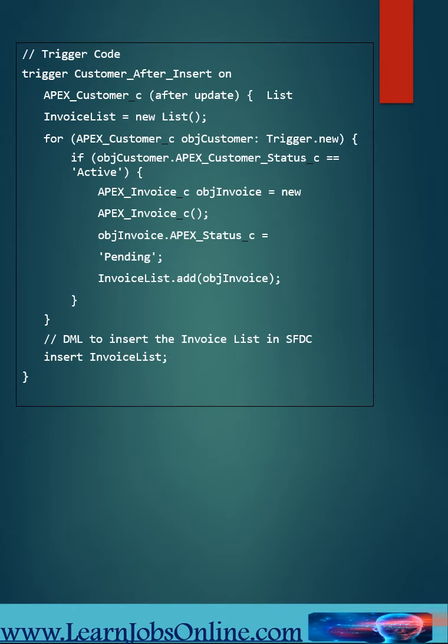Trigger.new, as we're looking at the code, is the context variable which stores the records currently in the trigger context, either being inserted or updated. In this case, the variable has customer object records which have been updated. There are other context variables which are available in the trigger context: trigger.old, trigger.newMap, and trigger.oldMap.